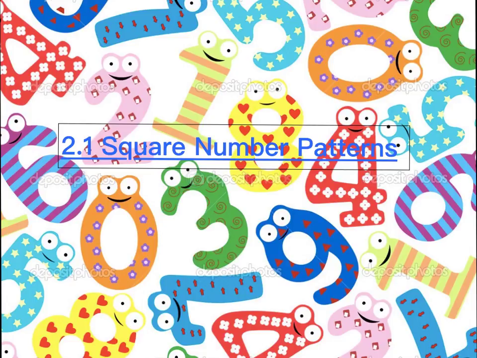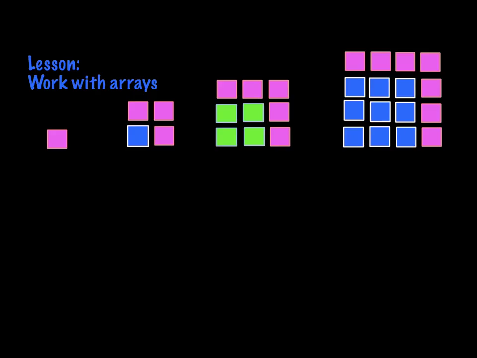Today we will be doing lesson 2.1, square number patterns. Now in this lesson we are going to be working with arrays, and if you've forgotten what an array is, it's when we draw a picture to represent a number that has the same number of rows and columns, in this instance, to make a square number.